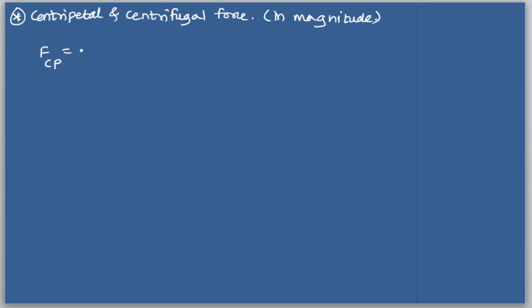So F CP, centripetal force, equal to centrifugal force, which is equal to mass into acceleration. Any formula you may write for acceleration. Radial acceleration is what? v square upon r. Or you may write r omega square. So mv square upon r, m r omega square, and m v omega. v omega is a radial acceleration, r omega square is a radial acceleration, v square upon r is a radial acceleration. Just multiply the acceleration by mass, and it will give you the magnitude of centripetal or centrifugal force: mv square upon r, m r omega square, and m v omega.